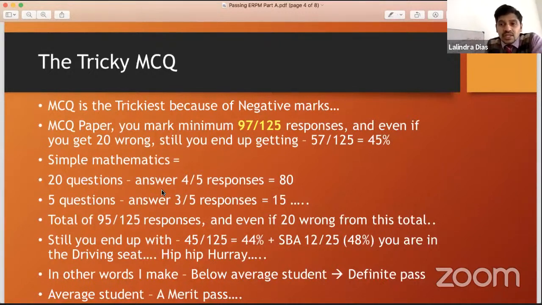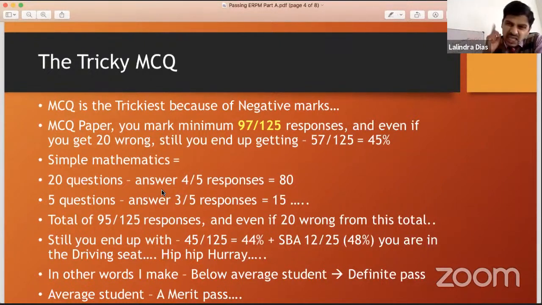The difficult questions you will be in a position to answer only 3 out of 5, and still you end up answering 15. So guys, 80 plus 15 is 95. So 95 responses, and according to my calculation, even if you get 20 wrong out of that 95, because you know you are answering 100% accurate ones, 100% confident ones. So if you are 100% confident, very likely you are going to get all that correct.